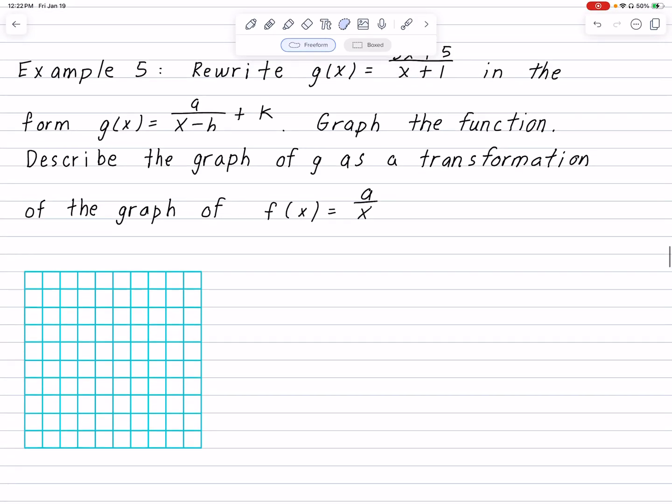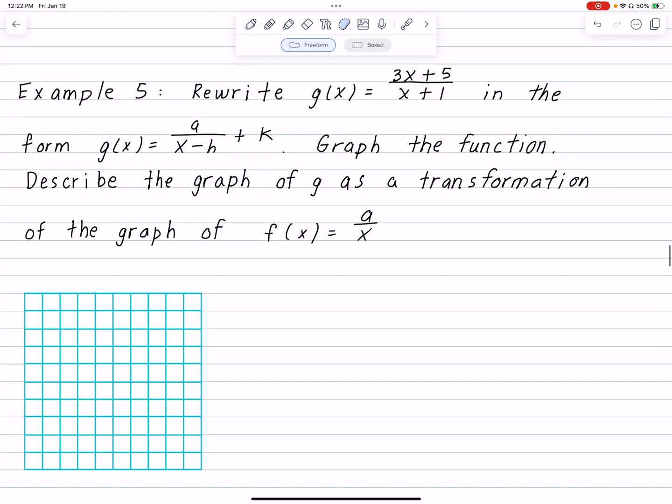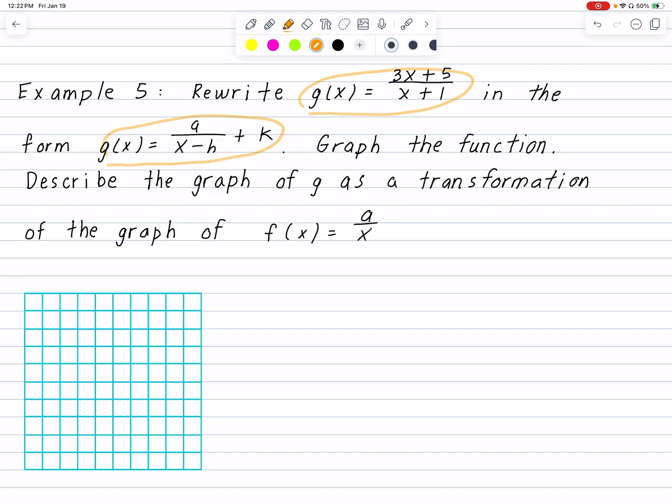Okay, so let's look at this. In this example, what we're going to do is take this function g of x and rewrite it in this form. We've done this before. When we did this previously, we used synthetic division or long division to do the rewrite. In this case, we're going to do it in a different way. So let's see what we got.